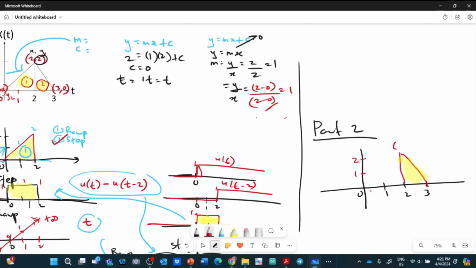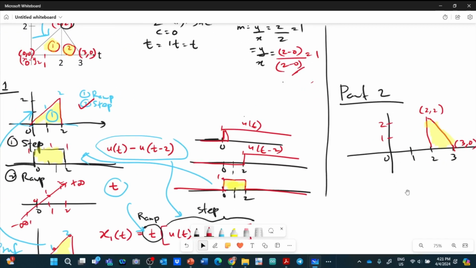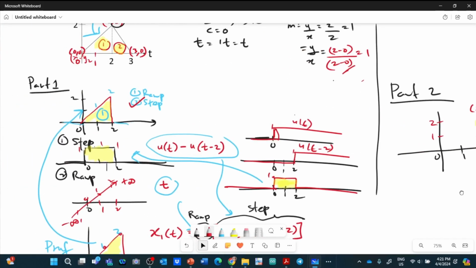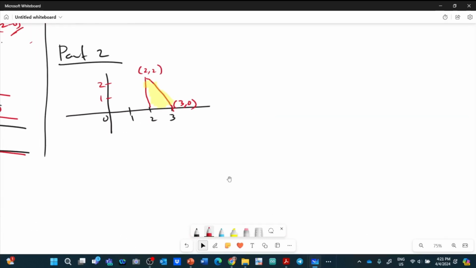Okay, letakkan dia punya amplitude 2, 2. Yang ini apa? 3, 0 kan? Okay, sama. Besar kecil, tak sama. Apa ni? Ini besar. Okay. Same as the part number 2 just now.